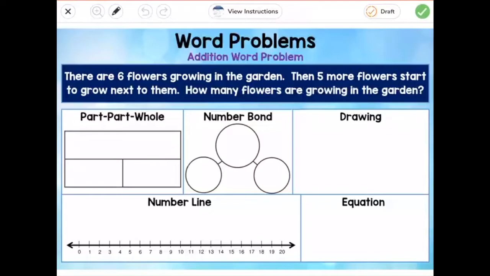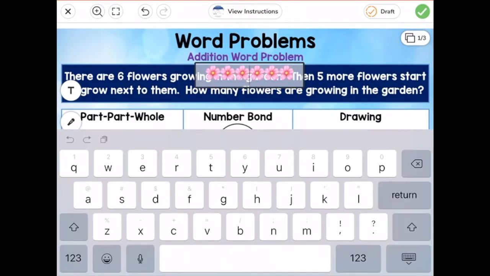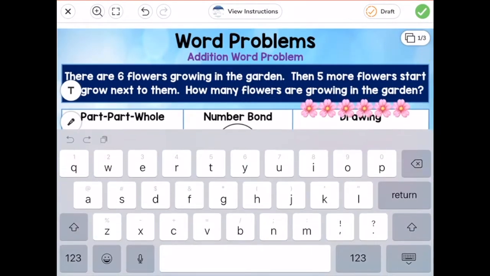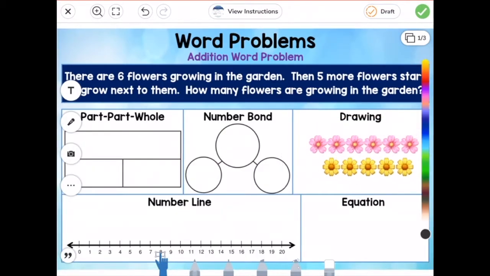I am going to start with a drawing, but I'm actually going to use emojis to do this drawing. I have my 6 flowers of one kind and 5 flowers that I chose to make a little different. Now I can count them all together. There are 11. Next, I'm going to write my equation. This one I'll choose to do with the pen tool.